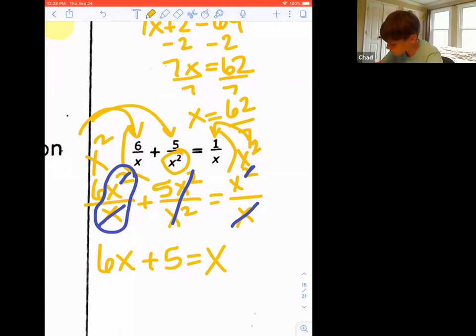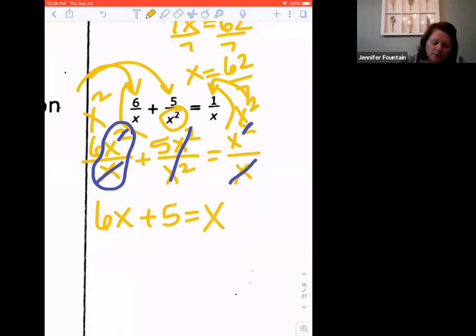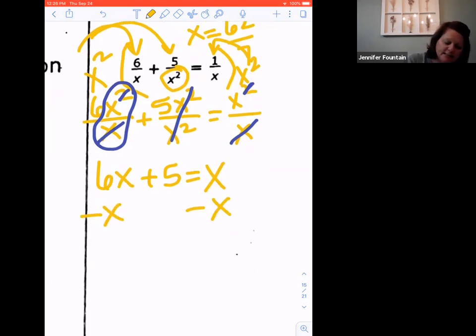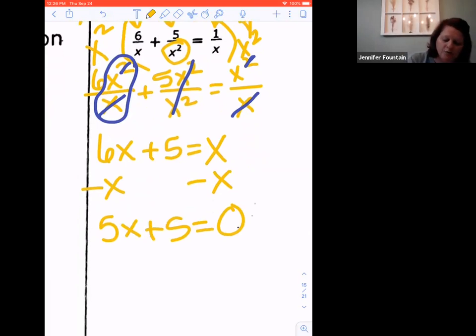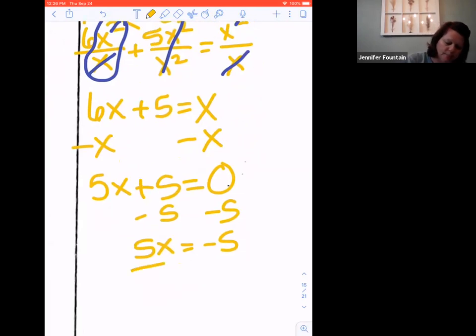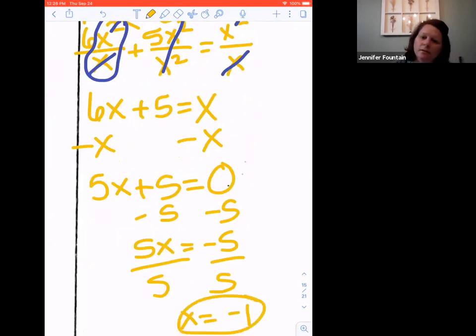Yes. Okay, now we start combining, or we move things using our properties of equality. I want my variables to be on the left-hand side, so I'm going to subtract x from each side. 6x minus x is 5x plus 5. And now on the right-hand side of my equal sign, since I did x minus x, that's just 0. Then I move my 5 by subtracting it, and I have 5x is equal to negative 5. Divide by 5, and x is equal to negative 1.